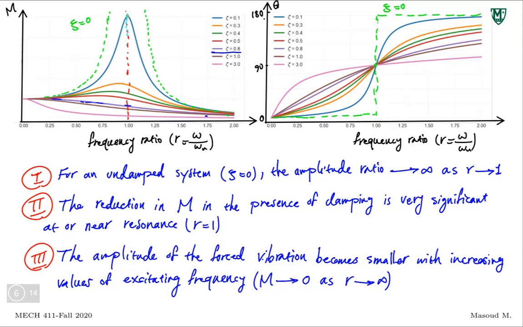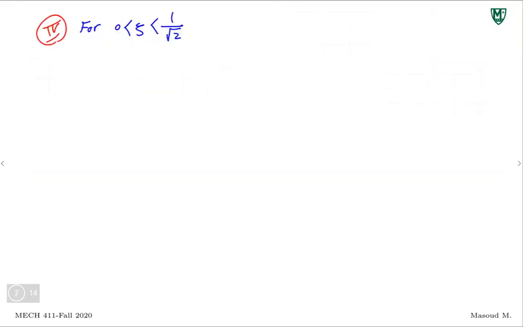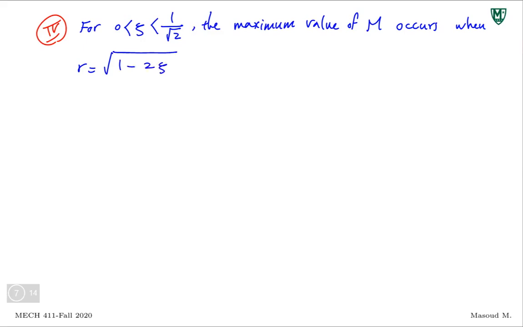So if the damping ratio is greater than 0 and smaller than 1 over the square root of 2. If it's 0, it's an undamped system, a spring mass system, so the maximum occurs at resonance anyway. So anywhere in this range, we say the maximum value of M, which is a representative of the steady state response magnitude, occurs when R is equal to square root of 1 minus 2 zeta squared.